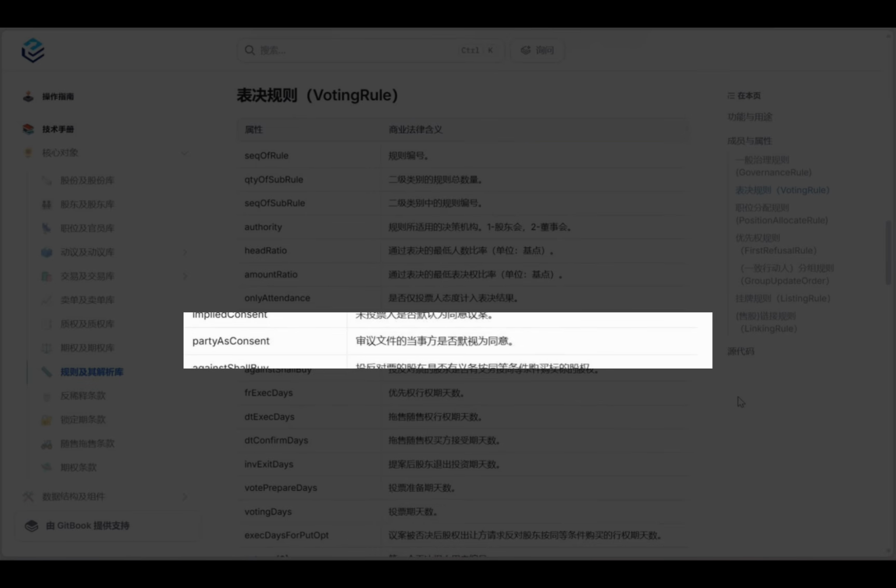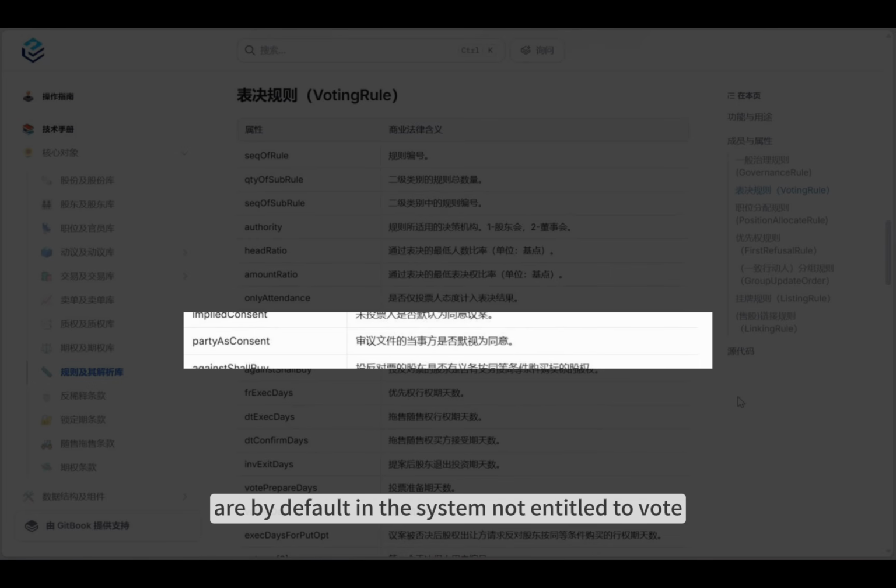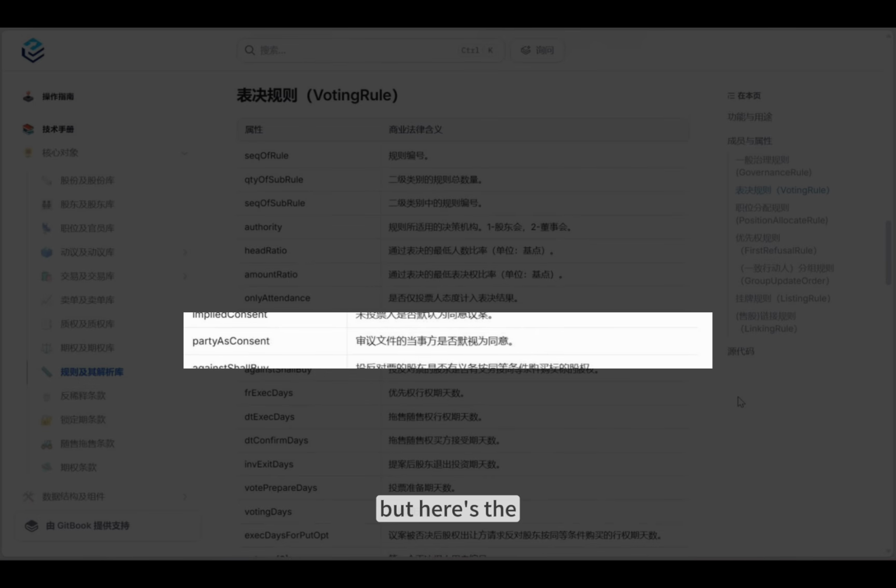Next attribute, party as consent. This one is a bit more complex. Let me explain. If the matter being voted on is the approval of a legal document, the signatories to that document, the parties to the contract, are, by default in the system, not entitled to vote. They must recuse themselves. But here's the question.